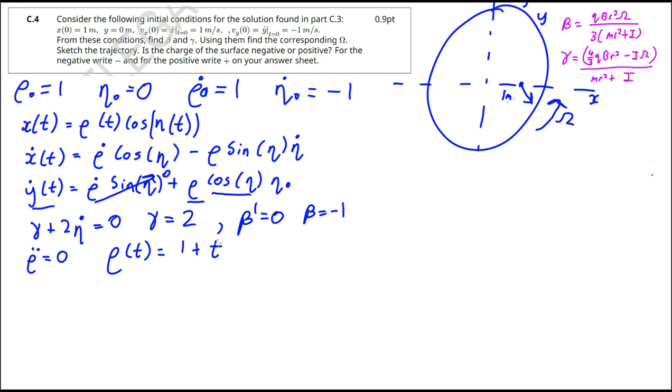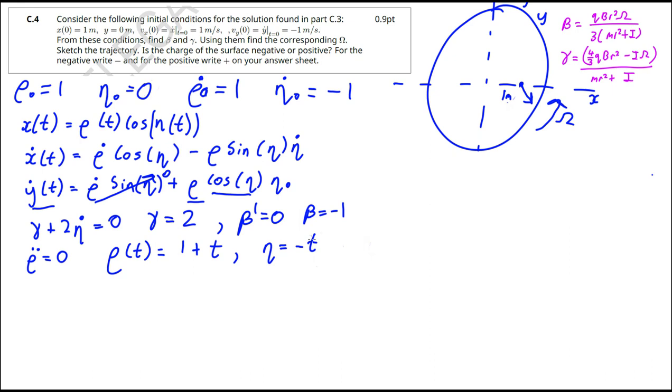Now, we can also find an equation for x and y, because we know what eta is. Before we found that eta was equal to this here, but since then we've found what gamma is, and we now know what eta naught is. So eta naught is 0, so that goes away. And we know that gamma is equal to 2, which means that eta is simply minus t.